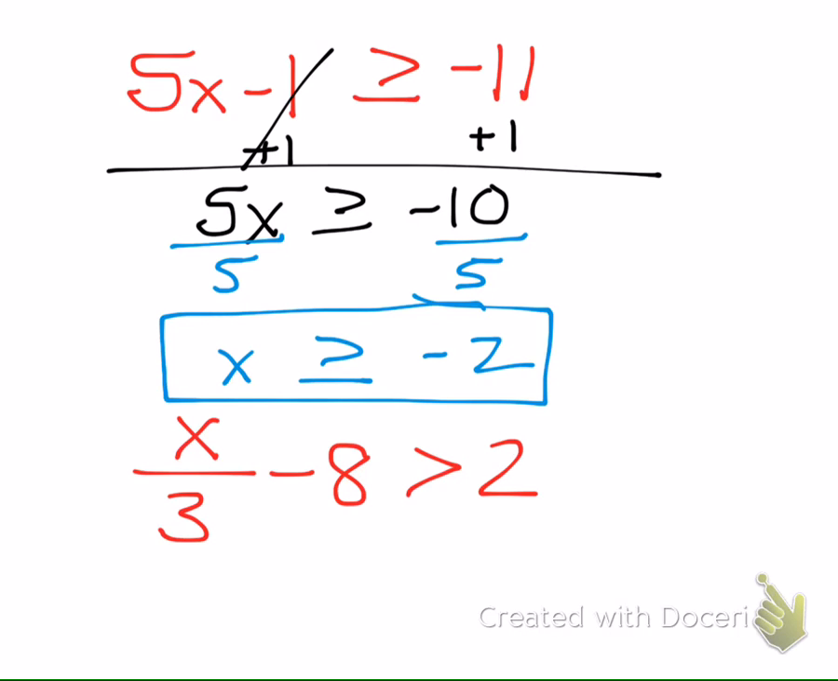And then if you had to put it on a number line, you could do that. In the one below, we're going to add 8 to both sides.